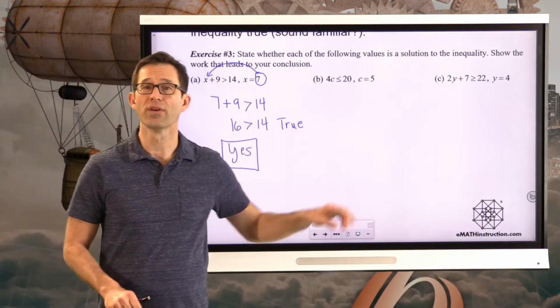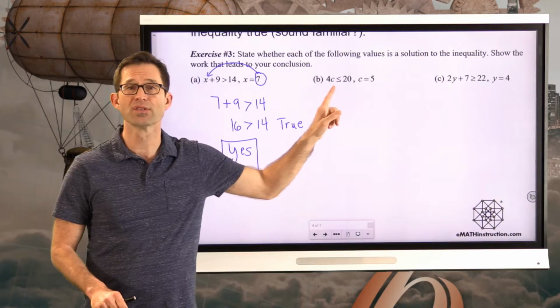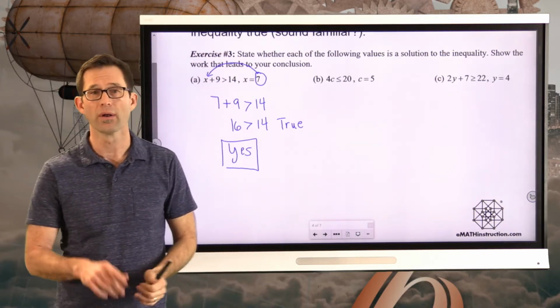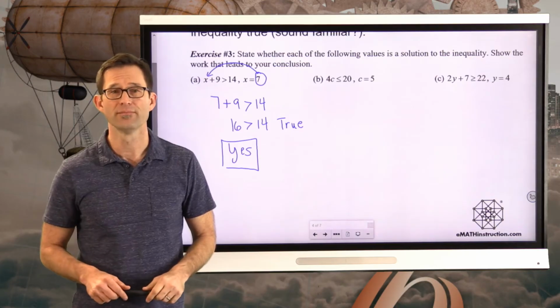I'd like you to pause the video now and see if c equals 5 is a solution to this inequality and y equals 4 is a solution to that one. Pause the video now and take a little bit of time.